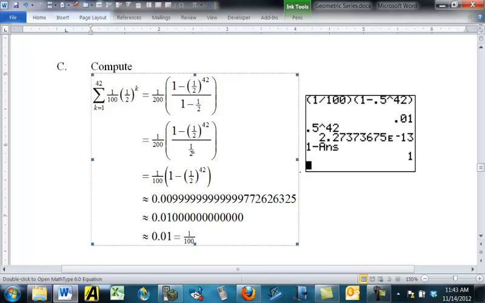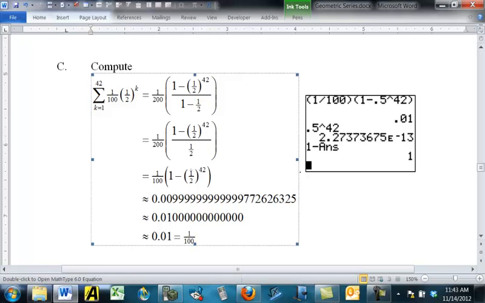1 minus a half is 1 half. Multiply top and bottom by 2 to get that down to 1, which I'm going to bring that 2 out here. Cancel the 2 on the 200 down to 100, or half of 200 is 100. And then we've got 1 minus a half to the 42 power. Well, if you did this on your calculator, 1 over 100 times 1 minus 0.5 to the 42, it just comes out to be 0.01, so it's approximately 0.01.